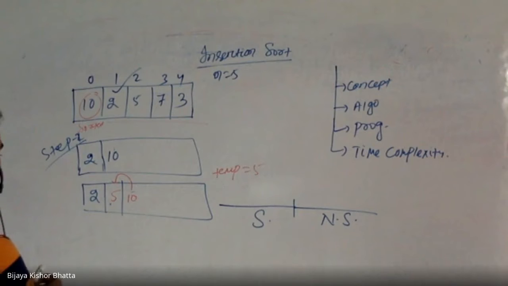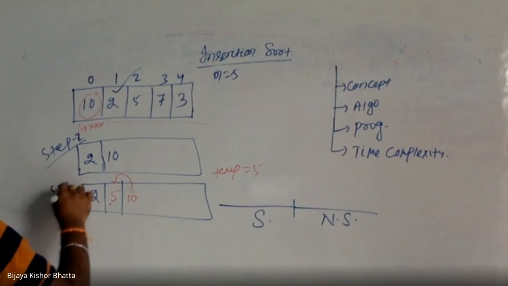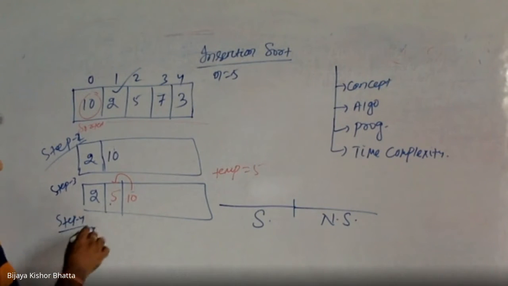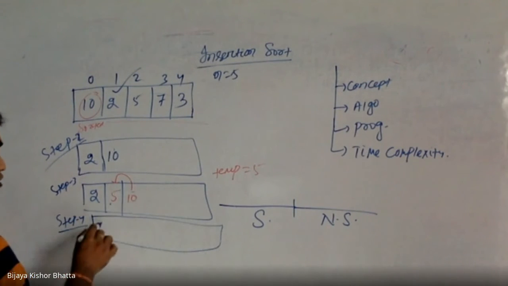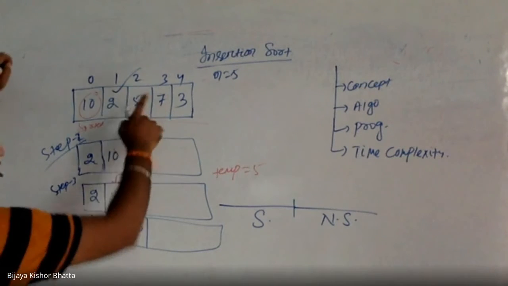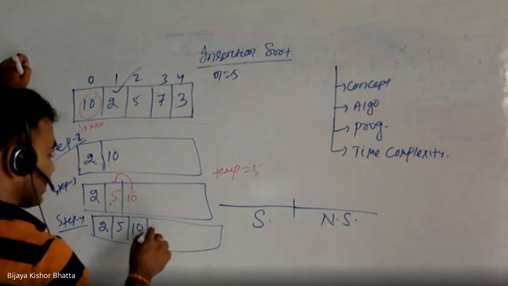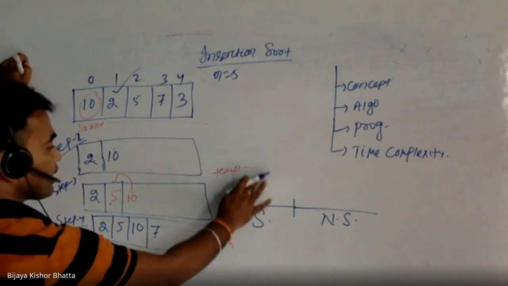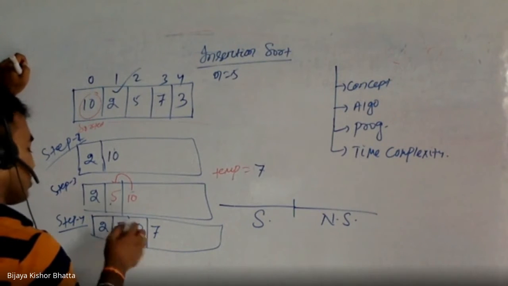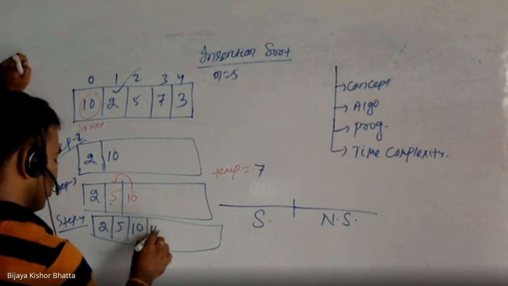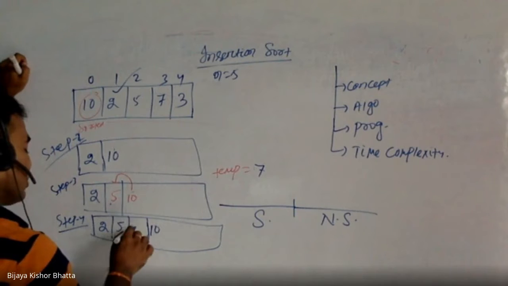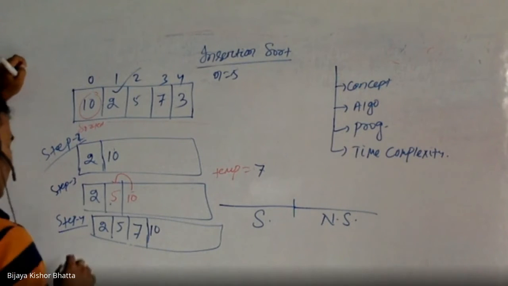After this step 3, the array is like this. Now let's go to step 4. Whenever you go to step 4, there is no change: 2, 5, then 10 is there. Now which one is coming? 7. When 7 is coming, you will put this 7 in temp and compare it. 10 is greater, so you will move 10 here. This is the appropriate position because 5 is less than 7, so you will put temp here. This is step 4.